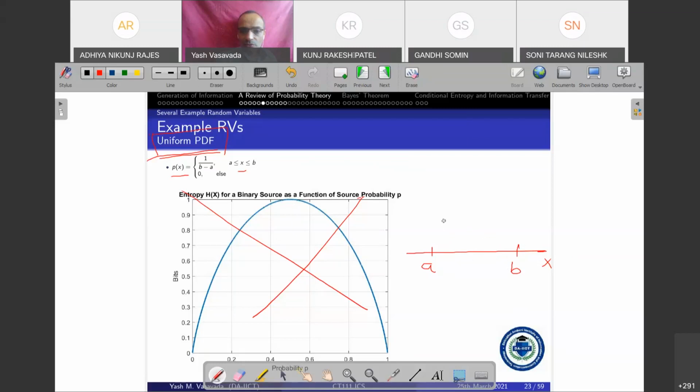The way this PDF looks is, if on the y-axis I plot the PDF function p of x, it is constant. So it looks like this. Maybe I should use a different color. If you consider values of x less than a, then the probability distribution function p of x is 0. From a to b it's a constant value, and then from b onwards it becomes 0 again.